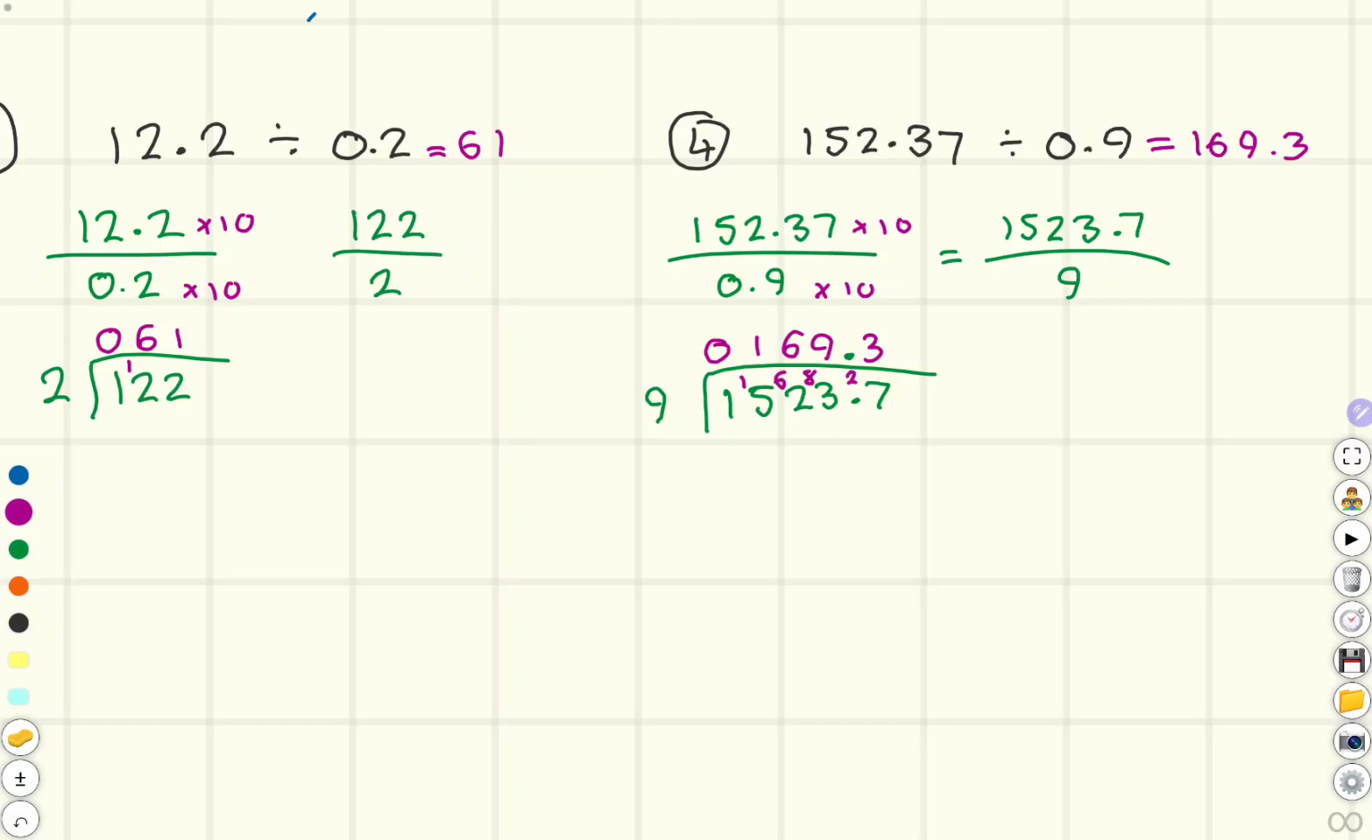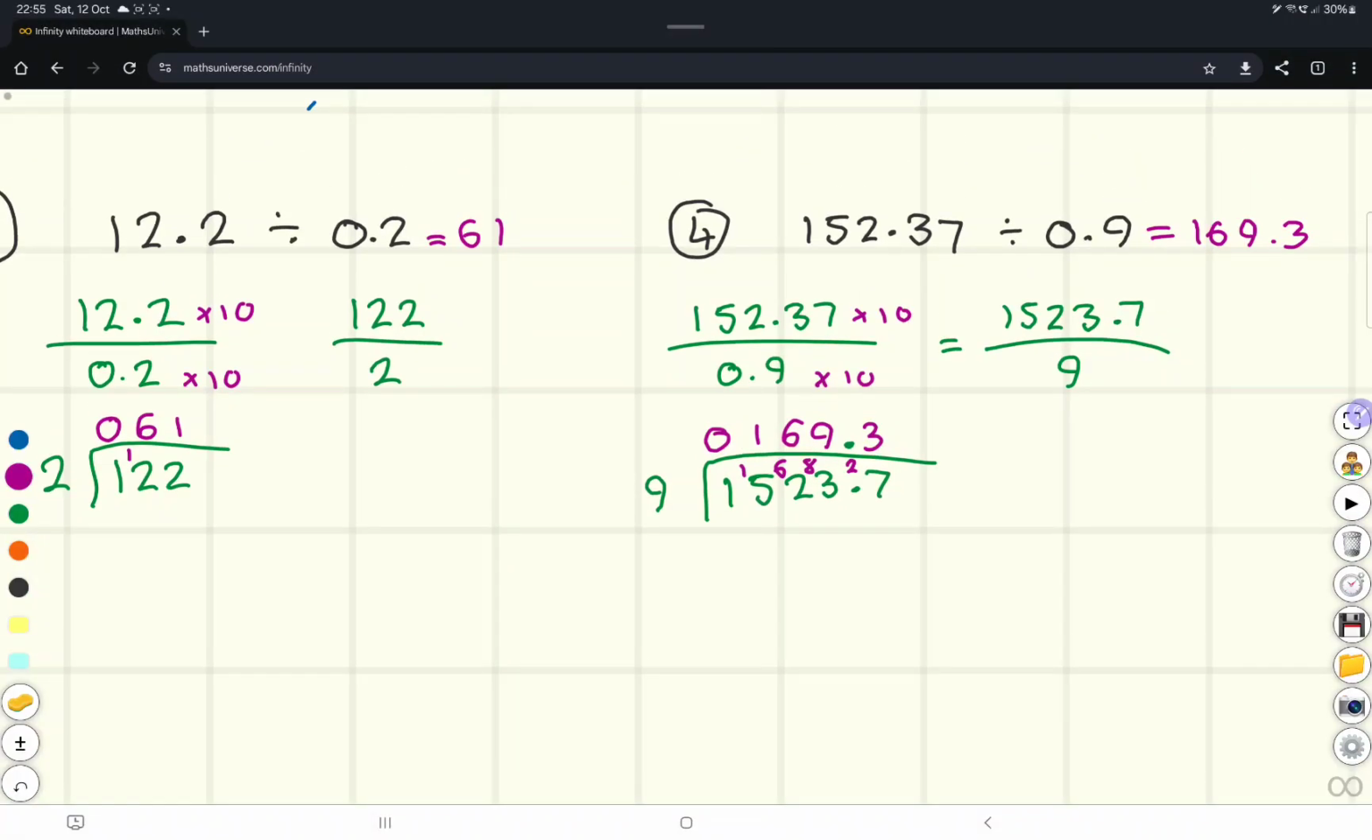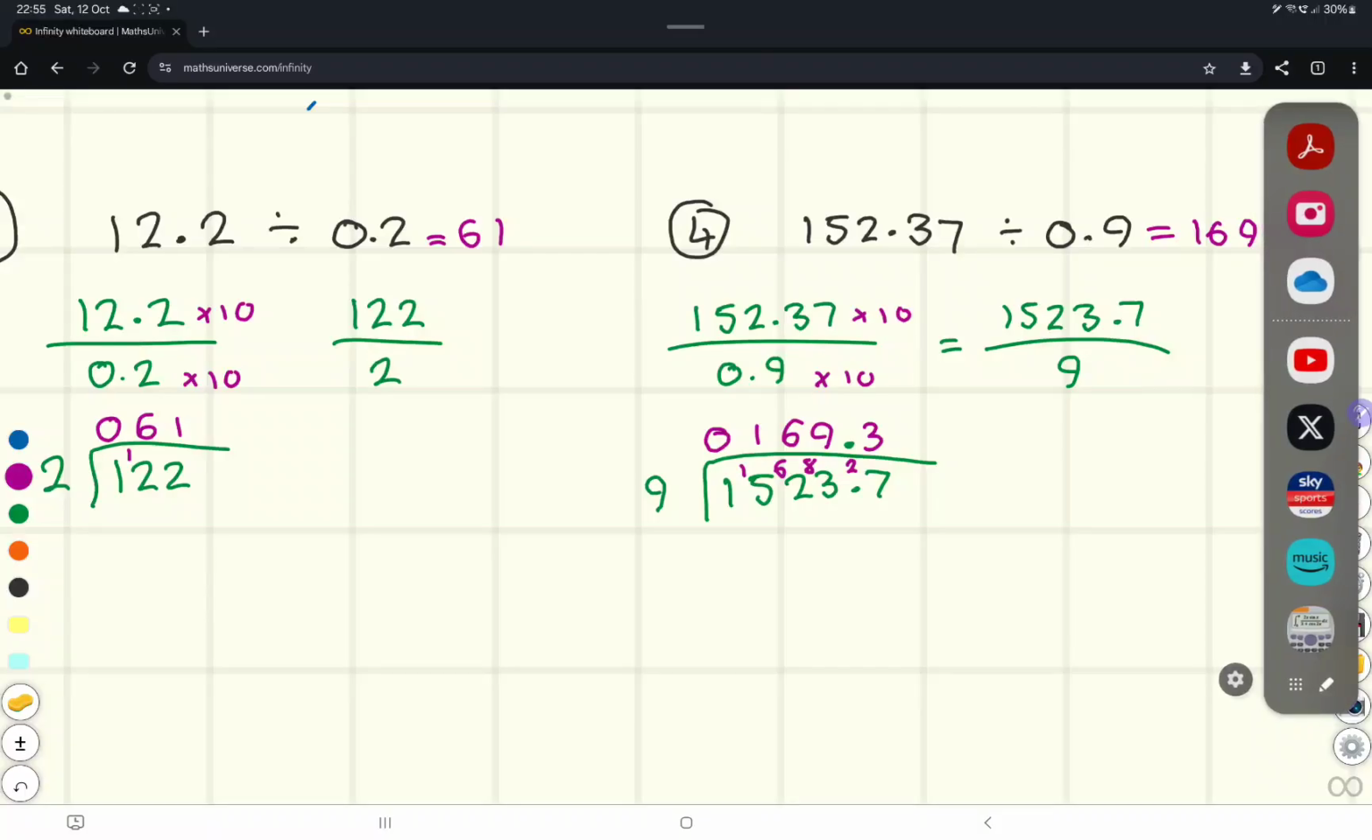Okay, so those are the answers to those 2. Now I'll just show you very quickly on that last one there, because that last one is a bit tricky with the decimal. Let's just see how we check it on a calculator, just for peace of mind, so we know how to check these answers.